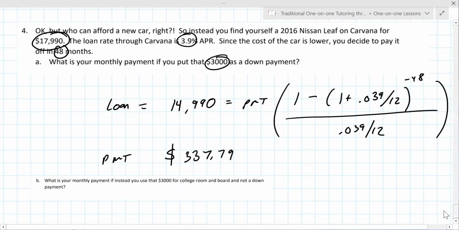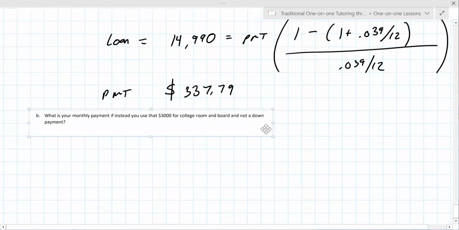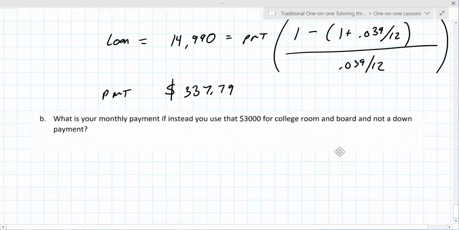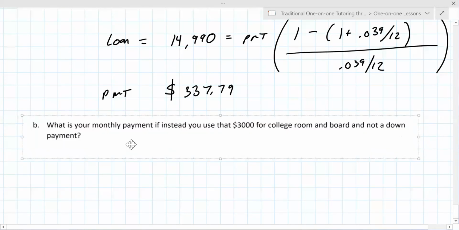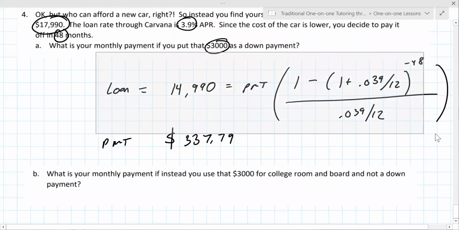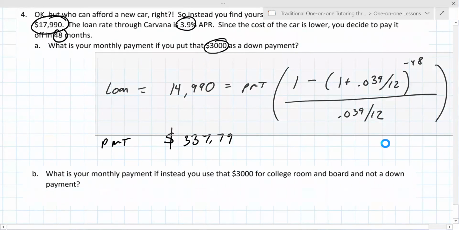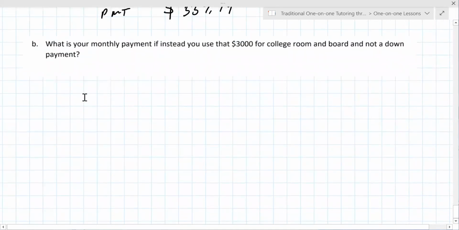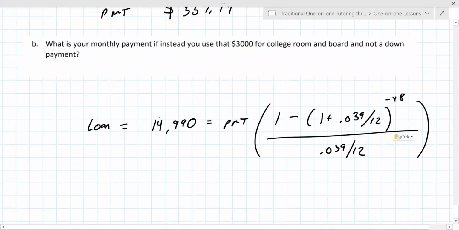Okay. And it says now here, okay, like, hey, imagine you decided not to put a down payment on your car. So it's the same thing, but instead of it being $14,990, it's $17,990, because that money you were going to have, you decided to use it for something else. And that changes it substantially. You end up getting a $405.39 payment.